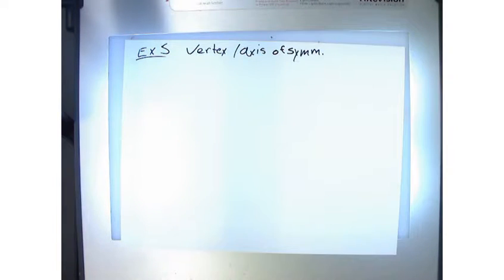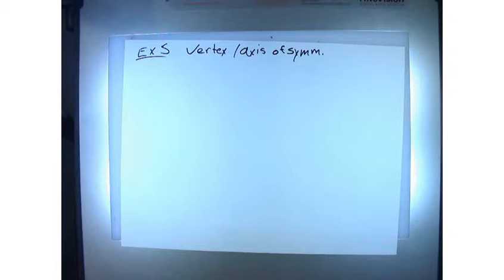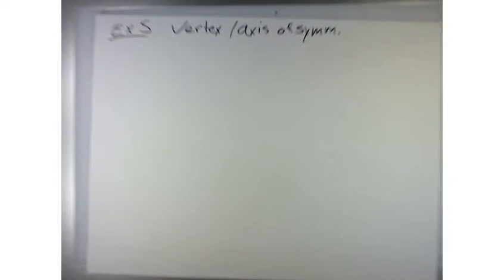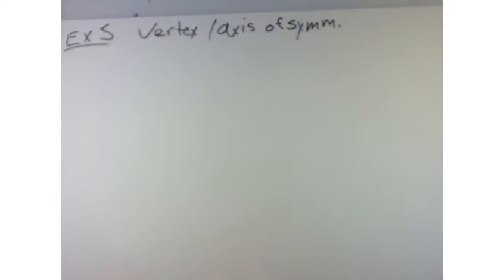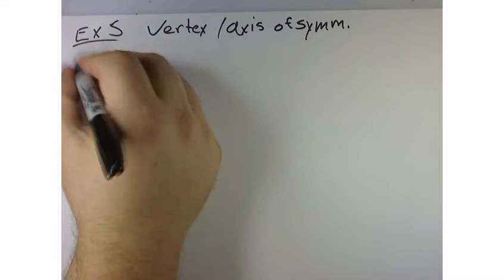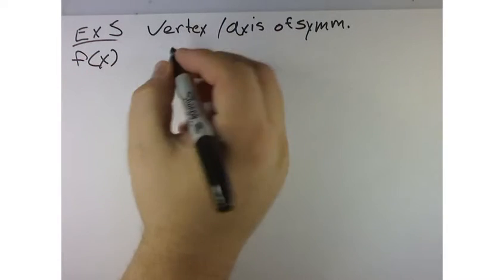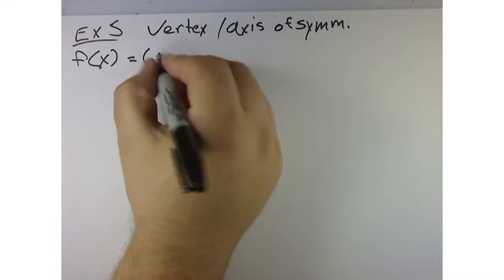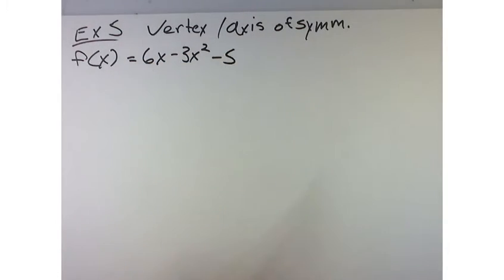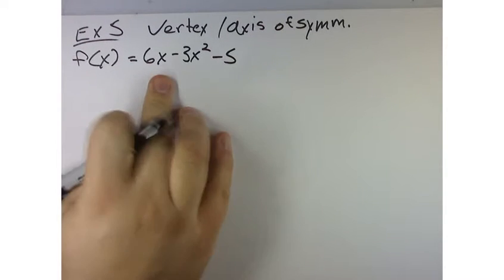And so, because it's a parabola, the vertex is where the line of symmetry goes through. Okay? Now, once we have the line of symmetry and the vertex, we can basically graph our function rather easily. So, let's consider the following function: 6x minus 3x squared minus 5.